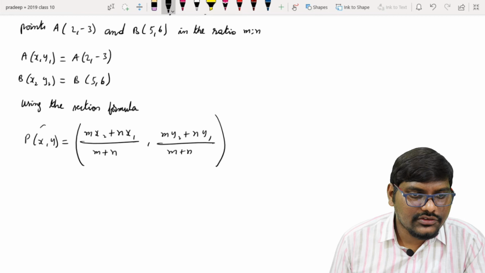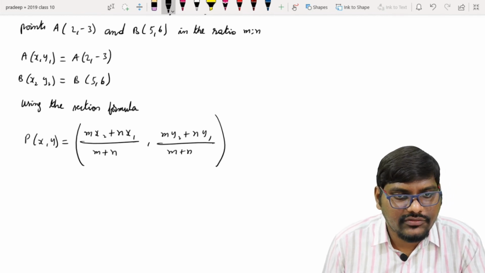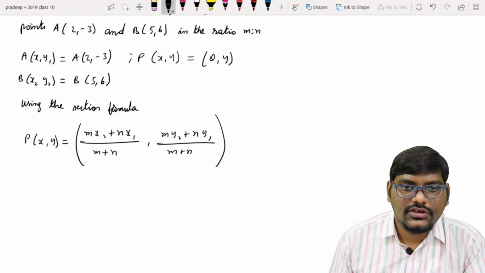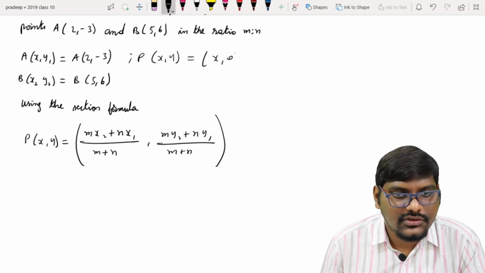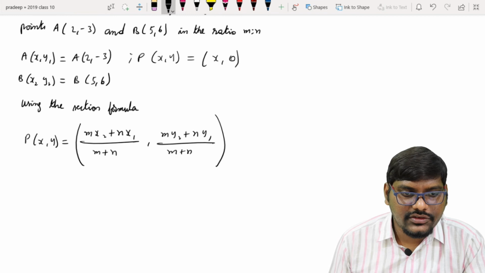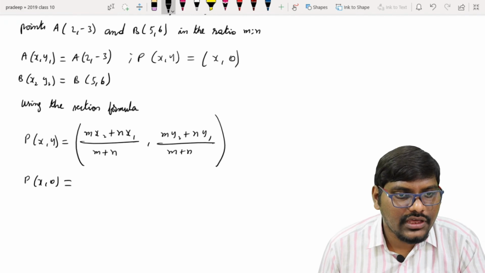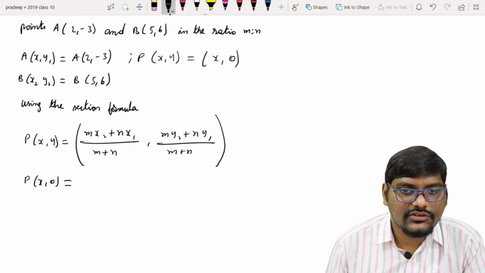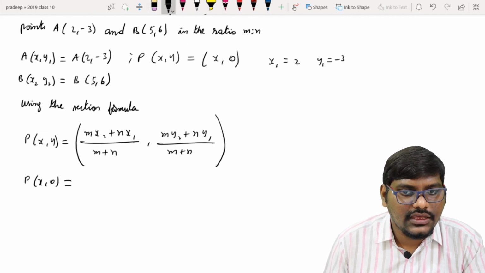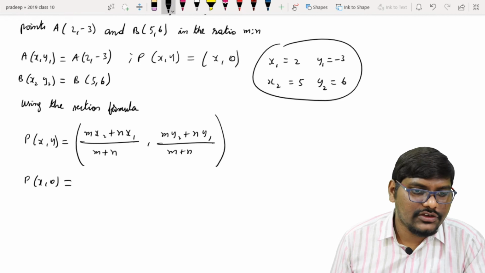So this is P(x, y). No, this is x comma 0. Sorry, x is the value, and since the point is on the x-axis, that is x comma 0. So I can write it as P(x, 0), where y is 0, equal to, and we already have the x1 y1 x2 y2 values, so we can directly substitute here. I'll write x1 is 2 and y1 is minus 3, x2 is 5, y2 is 6.